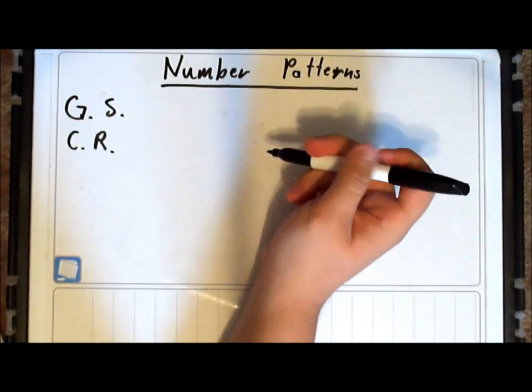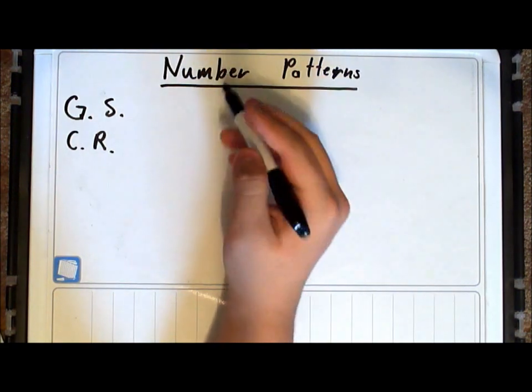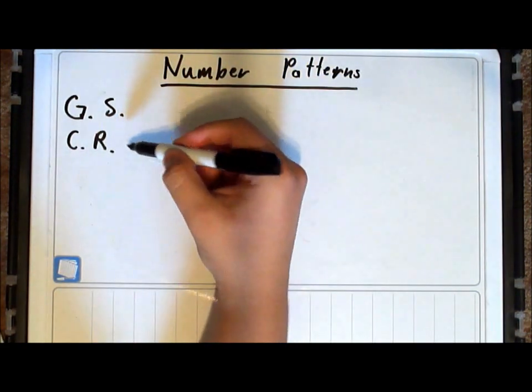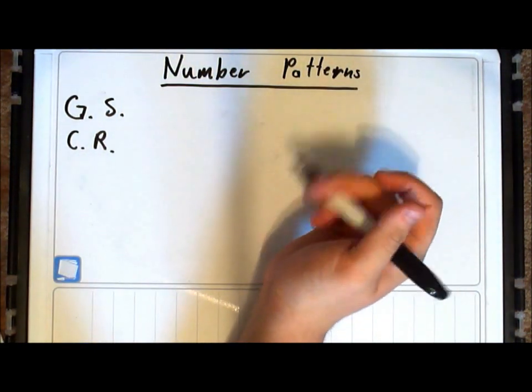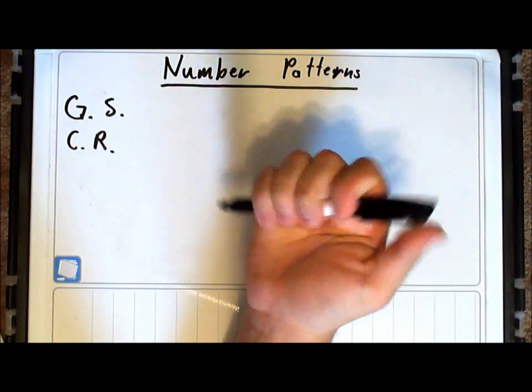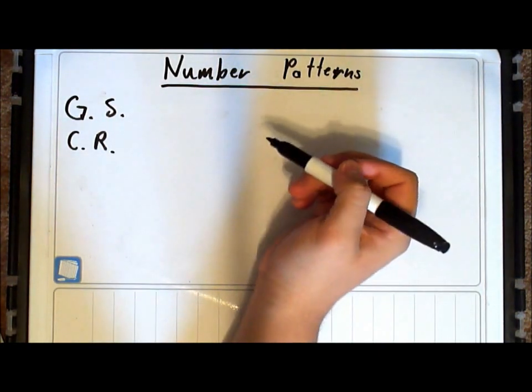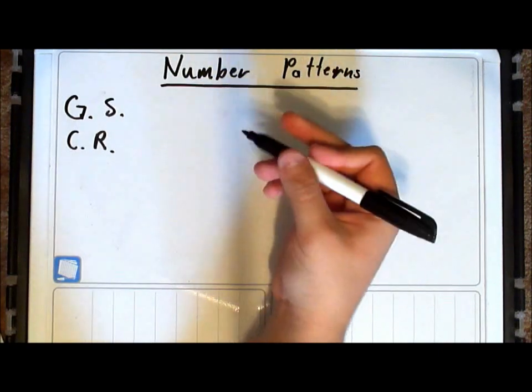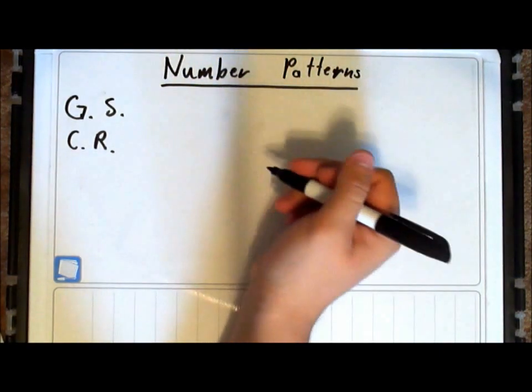So when I was talking about before, where you divide by 2 over and over, that's the common ratio, dividing by 2. And the other one is multiplying by 2. So multiplying by 2 is the common ratio.